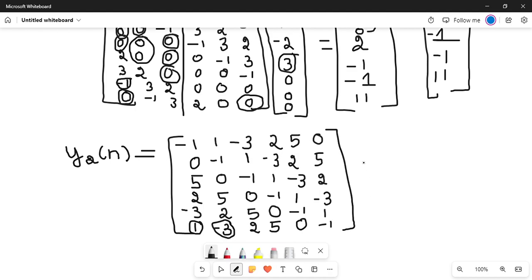So now I have got my 6x6 matrix. What I'm supposed to do is start solving now for the resultant. I'm going to get the resultant. So now what is there, it is h of n: 1, minus 2, 3, 0, 0, 0.